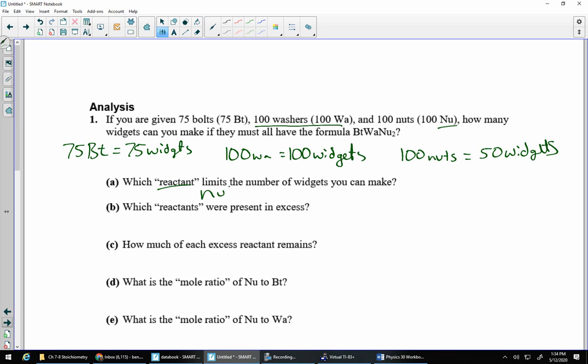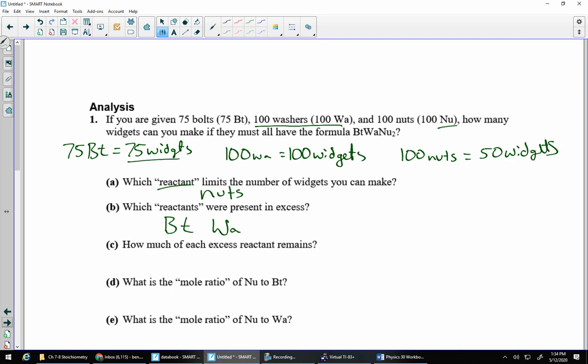So we can go through which reactant limits it. Well, it's the nuts, right? You're going to run out of nuts. You'll only be able to make 50 widgets. Everything else you can make 75 or 100. Which do you have extra of? Well, you've got the bolts and you've got the washers. You've got extra bolts and extra washers. How many extra of each? Well, if you can make 50 widgets with 100 nuts, that means you can make 50 widgets.